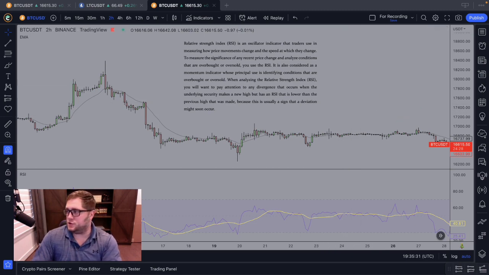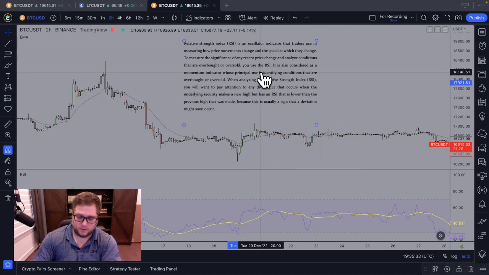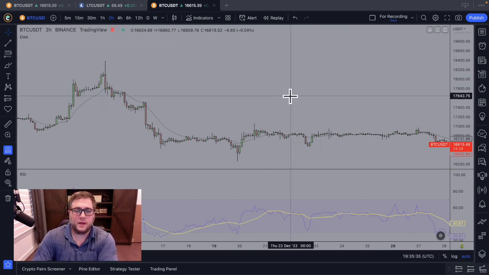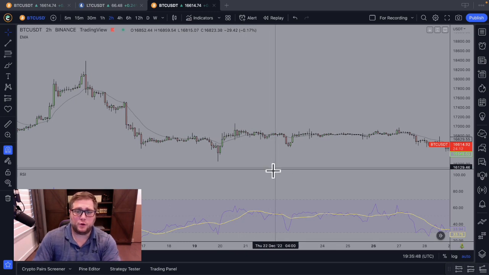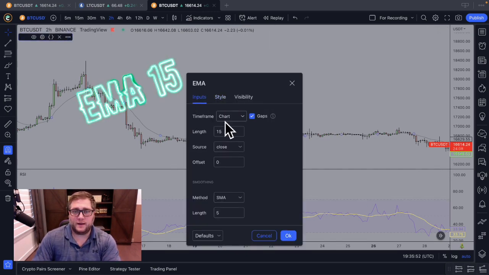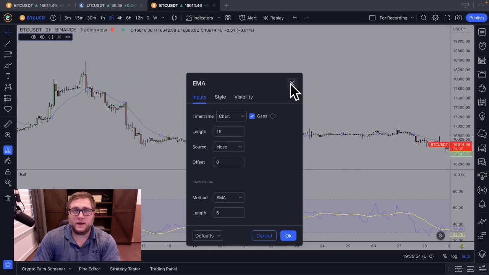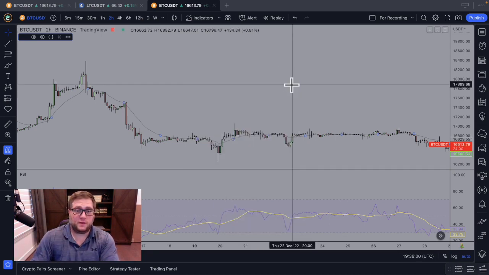So here is the chart. You never ever want to trade a single indicator on its own. It's not a good habit. Does it work for some people? Yes, but it's not a good practice. So we'll always accompany it with an EMA, and you can see that this is an EMA 15. Since we are going to try to get in and out of trades on the 2-hour chart, this is the one that we want to use, the EMA 15.